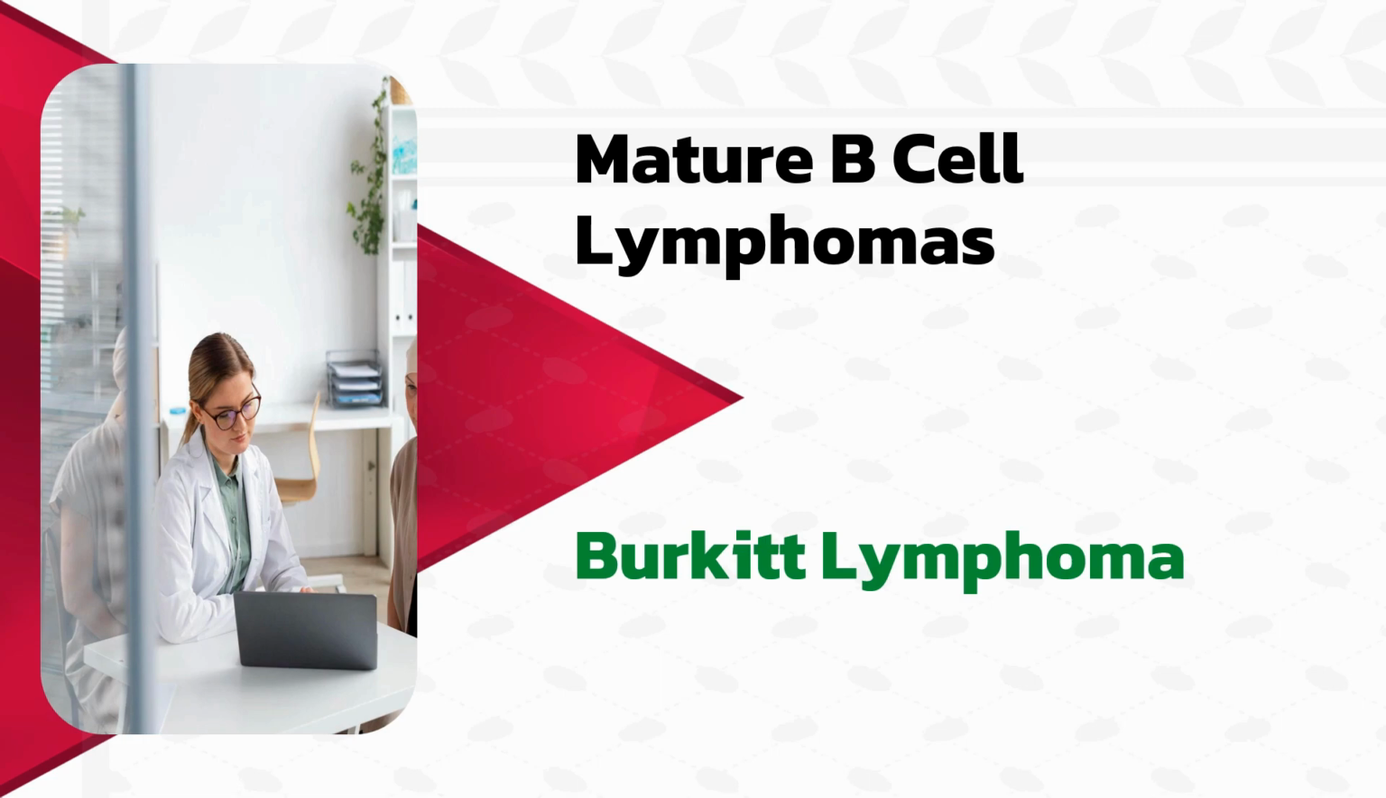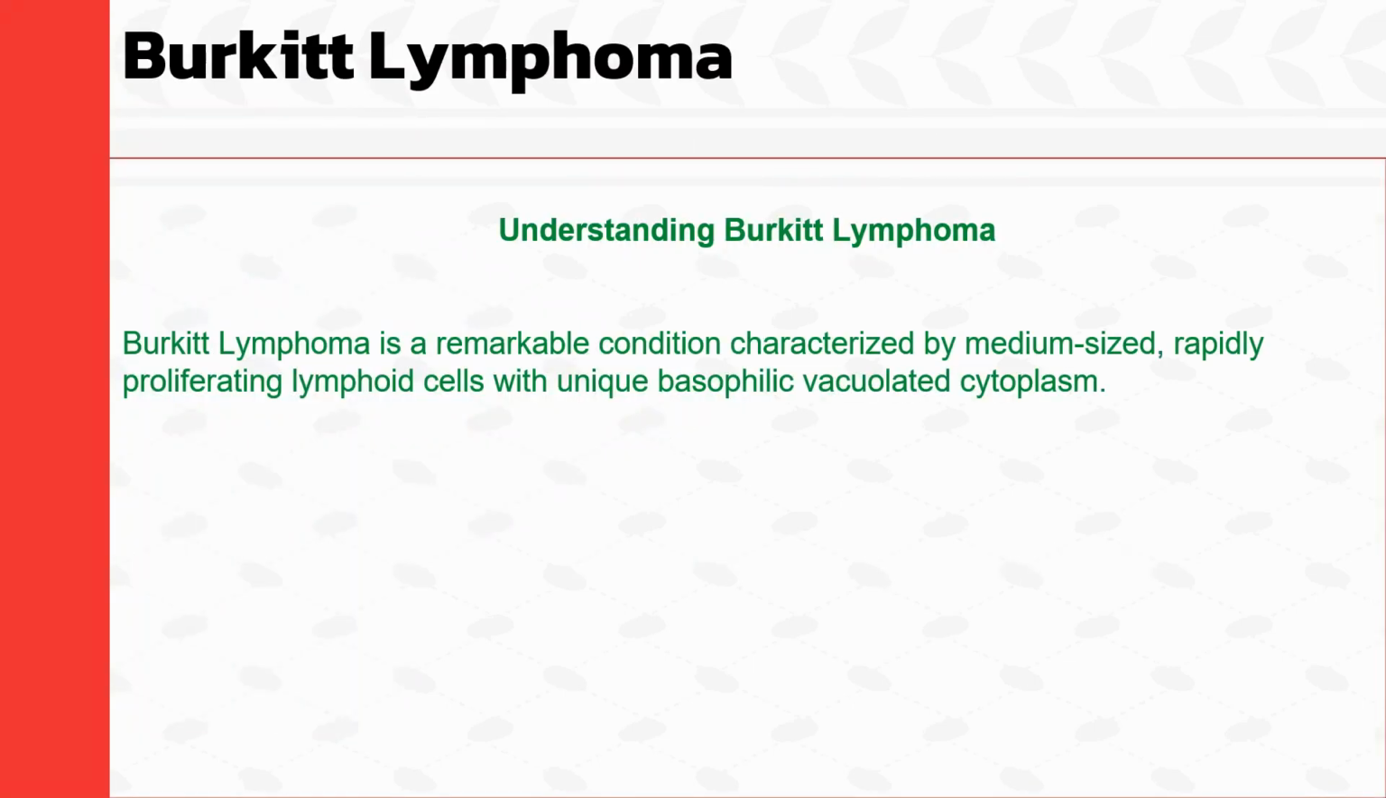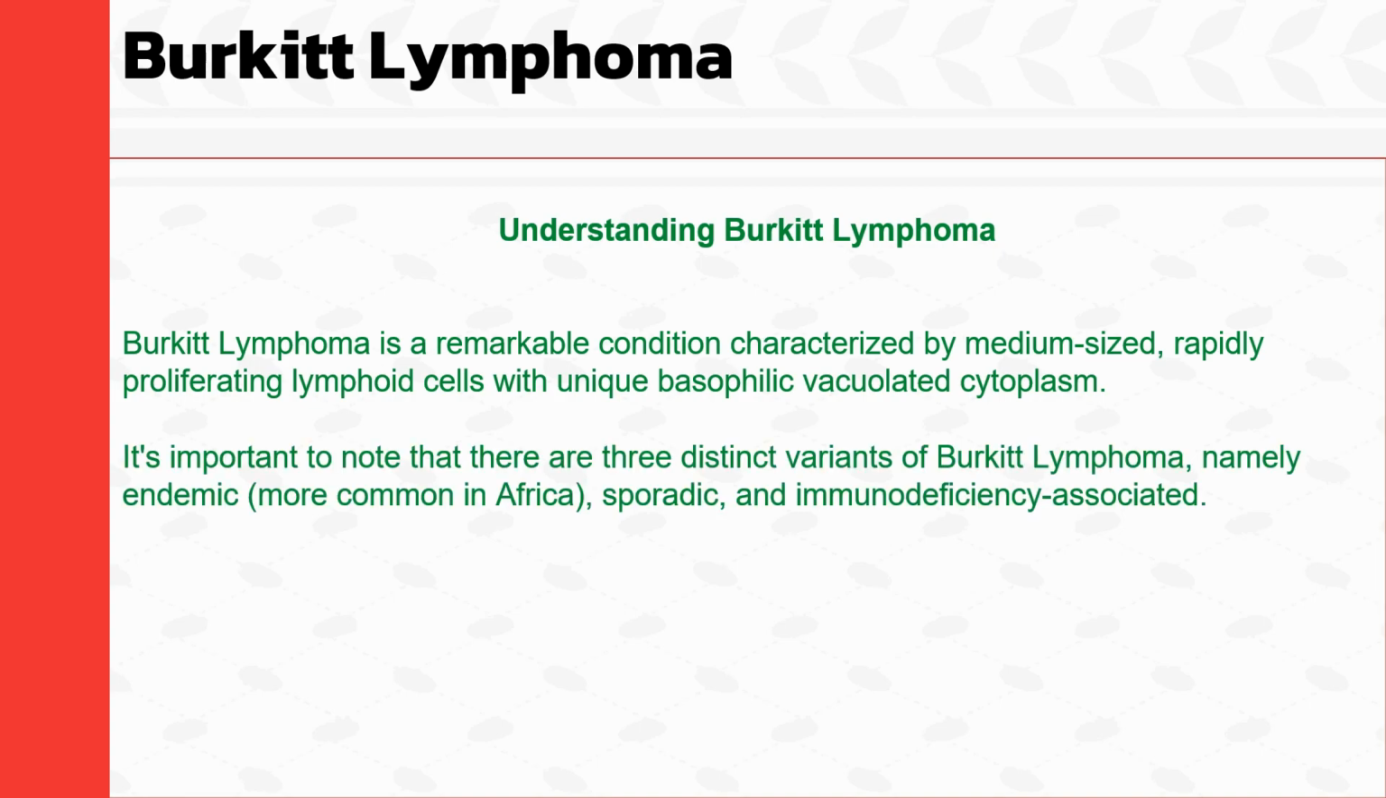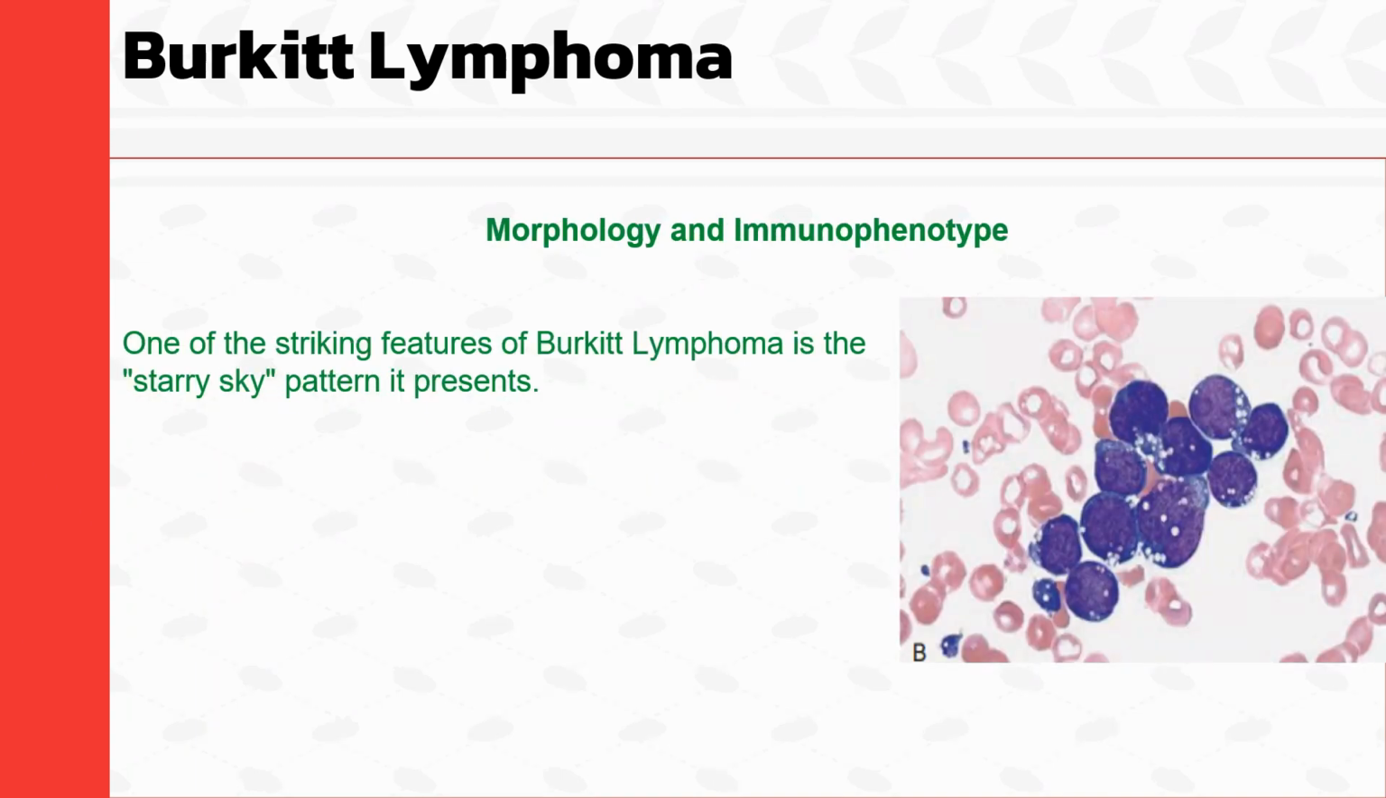In this video, we'll explore its distinctive features, variants, morphology, immunophenotype, clinical aspects, and prognosis. Let's get started. Burkitt lymphoma is a remarkable condition characterized by medium-sized, rapidly proliferating lymphoid cells with unique basophilic vacuolated cytoplasm. It's important to note that there are 3 distinct variants of Burkitt lymphoma, namely endemic, more common in Africa, sporadic, and immunodeficiency associated. One of the striking features of Burkitt lymphoma is the starry sky pattern it presents.